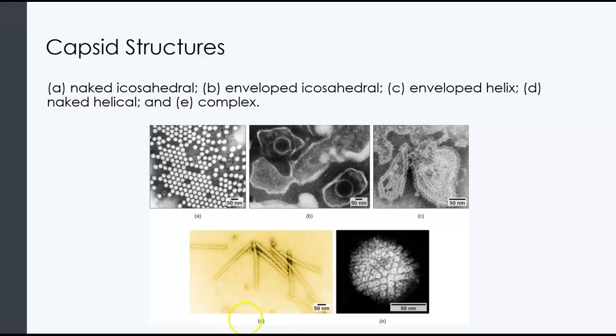These are just different images. Here's our tobacco mosaic virus. This is an image of that. And inside these stick structures are spiral or helical viruses, kind of like the shape of a DNA molecule.